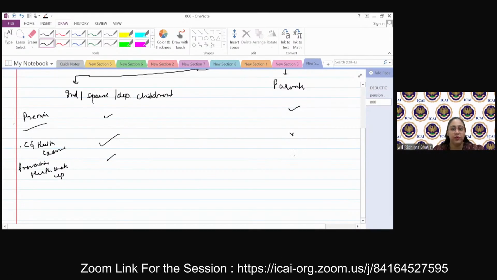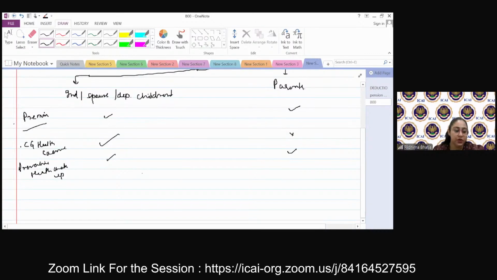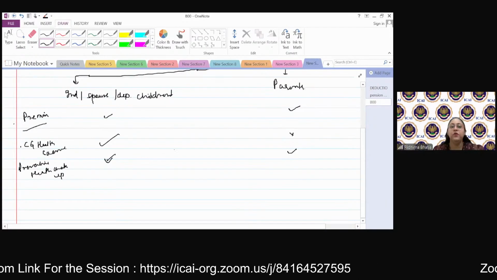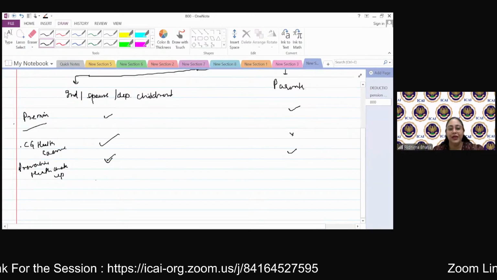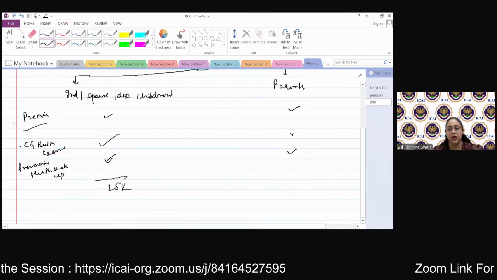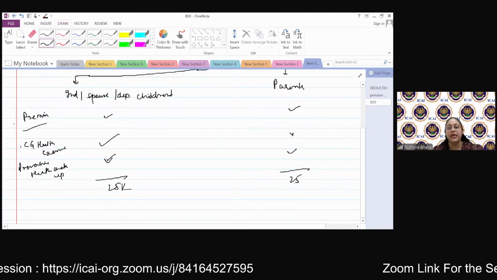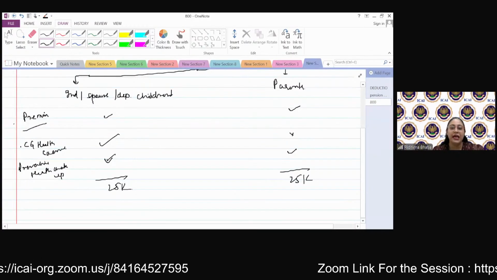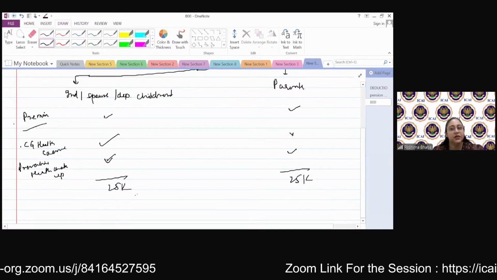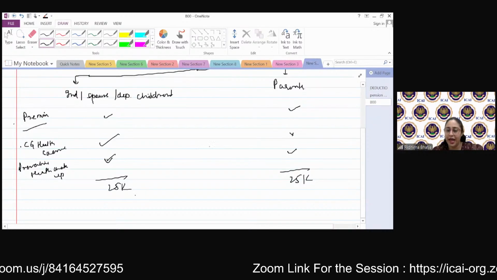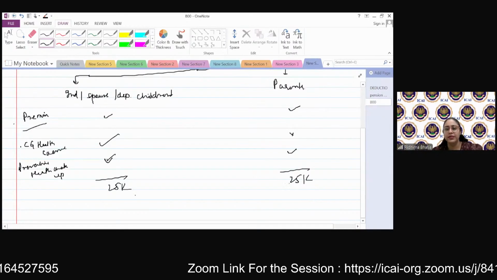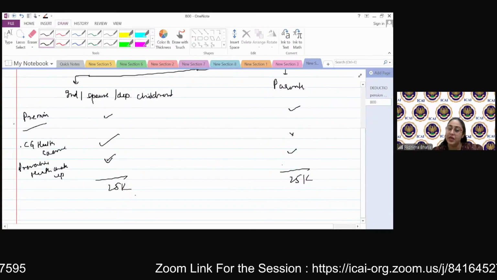Preventive health checkup for myself or my parents. Now, coming to the limits. I'll come to the preventive health checkup ka limit also. First of all, the limit is 25,000 and 25,000. That is, when I'm making all these kharcha for myself, spouse, and dependent children, I can claim 25,000 as deduction in total at max. When I'm making these kharcha for my parents, 25,000. So you can say 50,000 is allowed maximum.